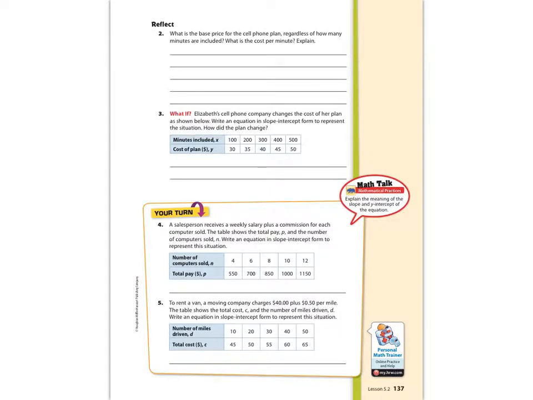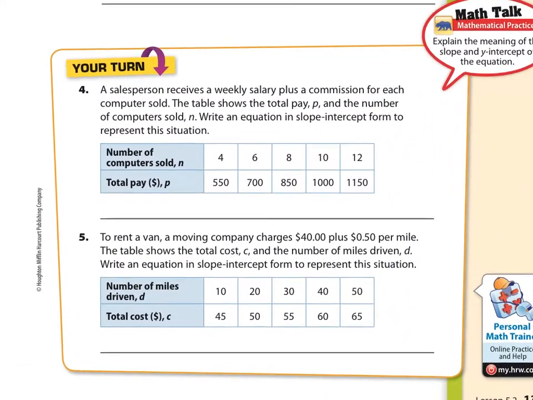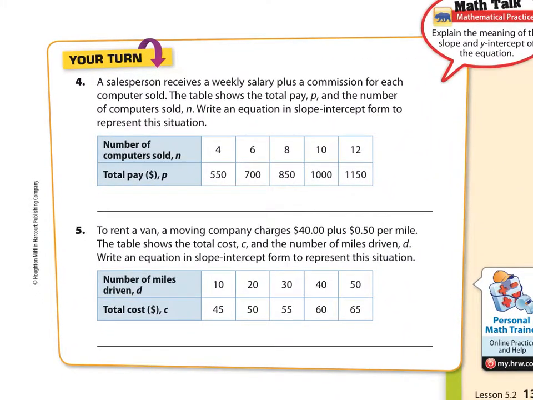On page 137, near the bottom, let's try these Your Turns here. A salesperson receives a weekly salary plus commission for each computer sold. The table shows the total pay P and the number of computers sold N. Write an equation in slope-intercept form to represent this situation.